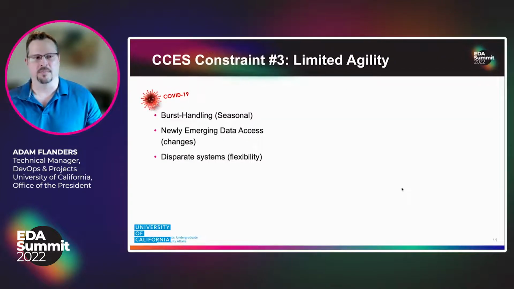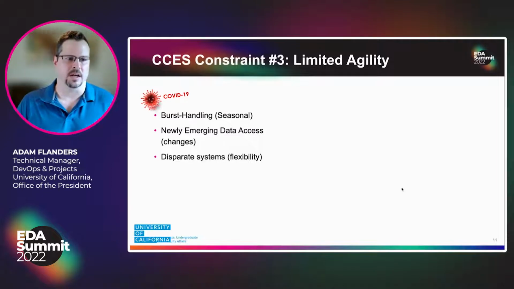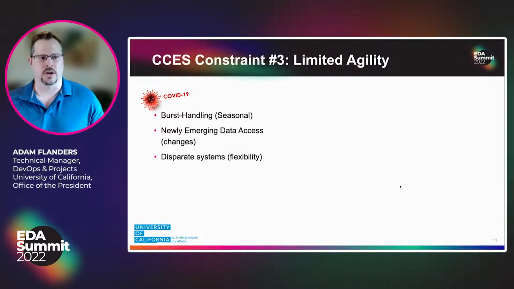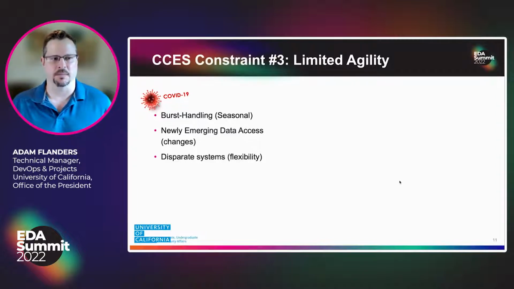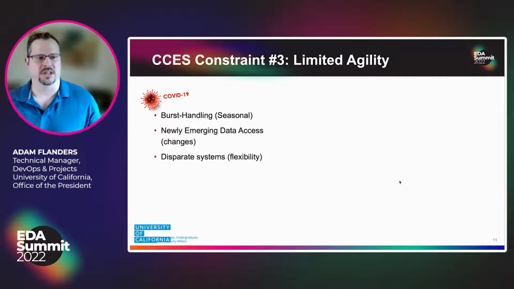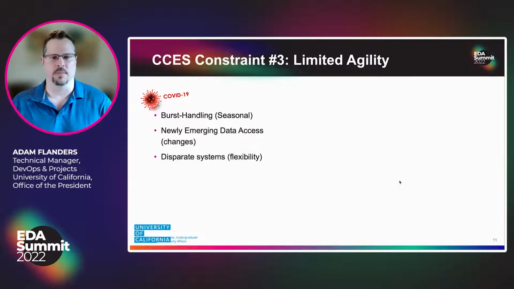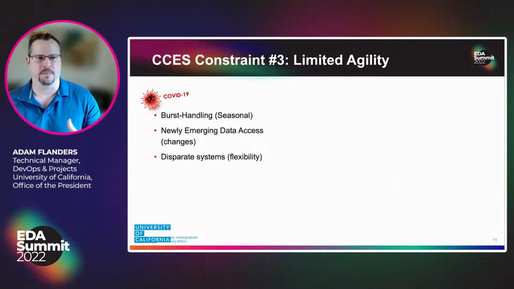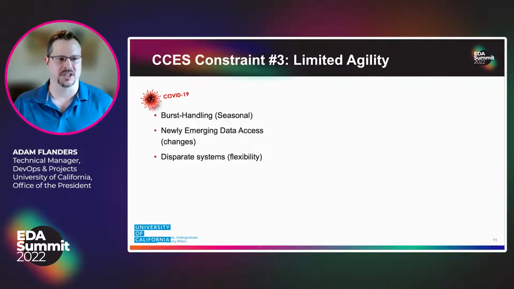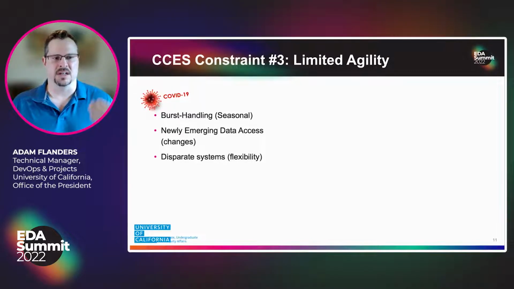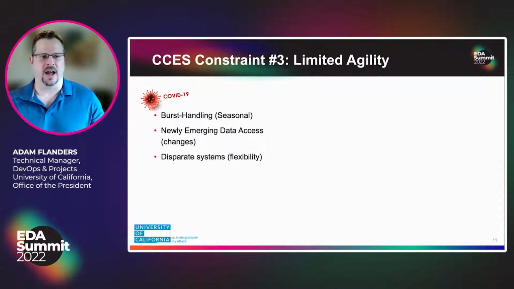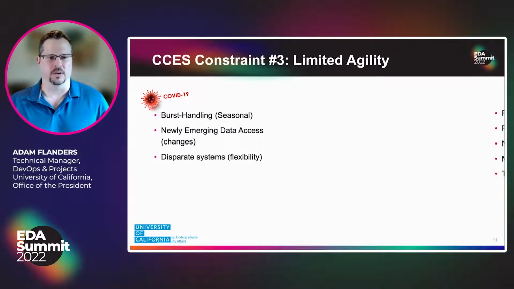And then throw into the mix, the pandemic arrived. That showed increased scenarios of burst handling that were already happening on a seasonal basis. Newly emerging data access changes were becoming more and more prevalent that were coming from the campuses, and we had to decipher those changes. And then we also had to add new disparate systems into the mix. So we didn't have the needed flexibility.